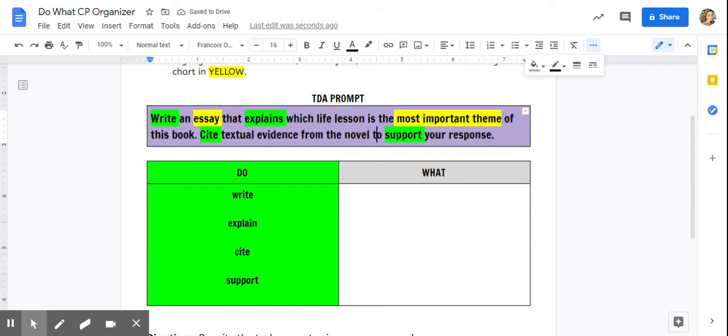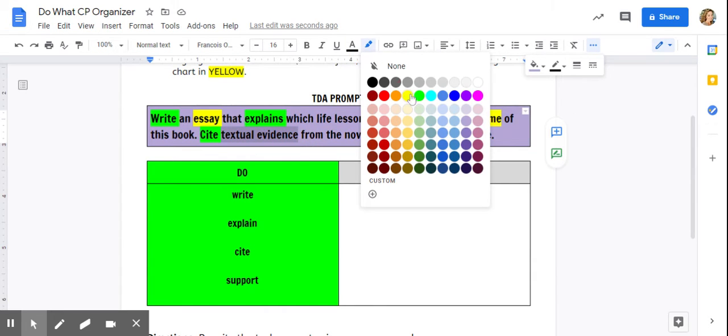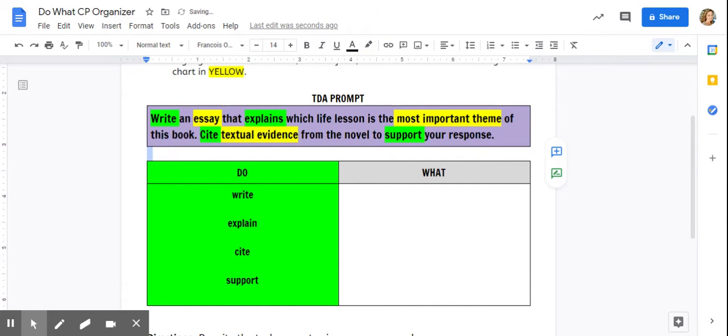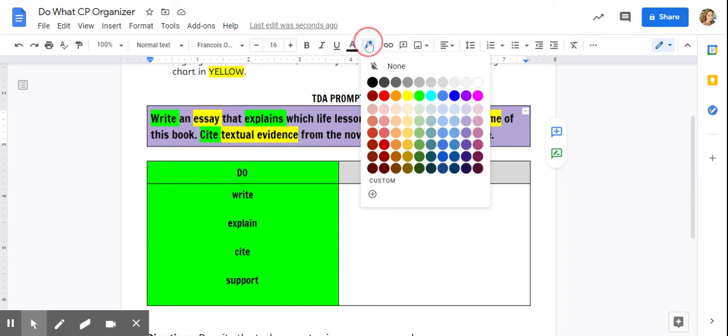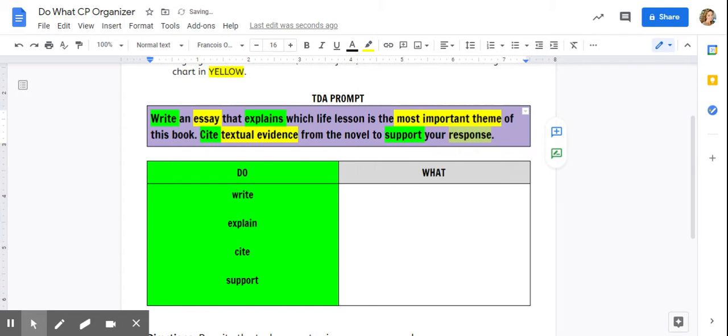All right. Let's look at the verb cite. What are we going to have to cite? Cite what? Hopefully you thought textual evidence. That's correct. If you did, you're going to highlight those two words in yellow. That's what we're going to have to cite. And then our last verb is support. What are we going to have to support? Your response. And I'm just going to highlight the word response. So now we have all of our whats.